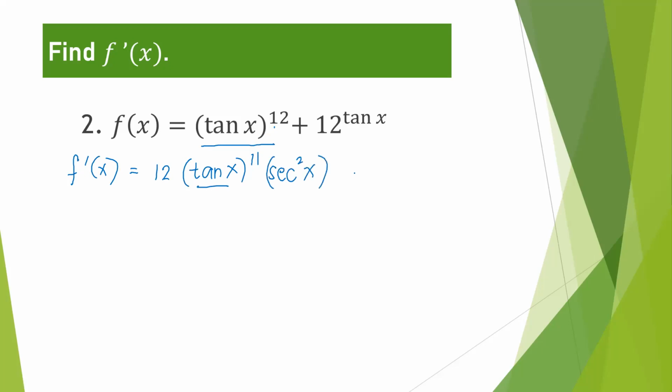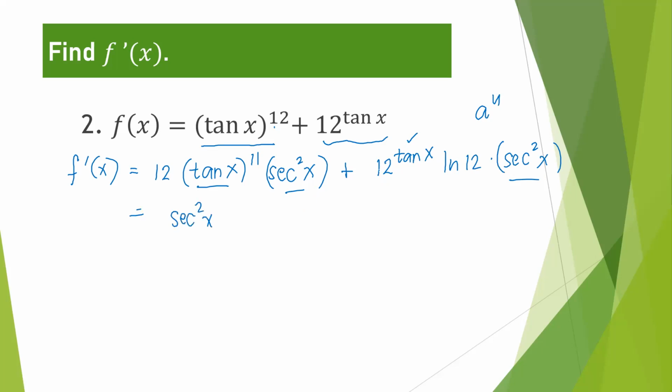Okay. Plus, dito naman tayo, ang gagamitin nating formula, yung a to the u. O, yun yung may copy-paste, no? So, copy-paste. Tapos, ln of that base, 12, multiplied by the derivative of this exponent, which is secant squared x. Ayan. So, you notice secant squared x is a common factor. So, pwedeng ilabas yun. Ayan. So, secant squared x. Actually, yung 12 pwede rin naman. Kaya lang, baka malito, no?